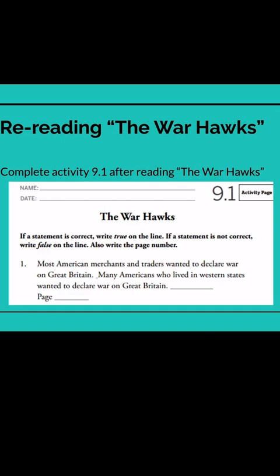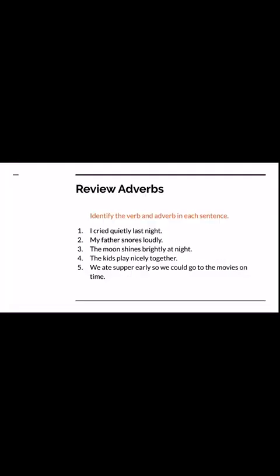So number 1, most American merchants and traders wanted to declare war on Great Britain. Many Americans who lived in Western states wanted to declare war on Great Britain. Was that true or false? You're going to write true if it's true or write false if it is false. You're going to find in your story where you found that answer, and you're going to write the page number on the line where it says page. Okay, you can pause this video now and do all of that, or you can do it at the end. Let's go ahead and move on.